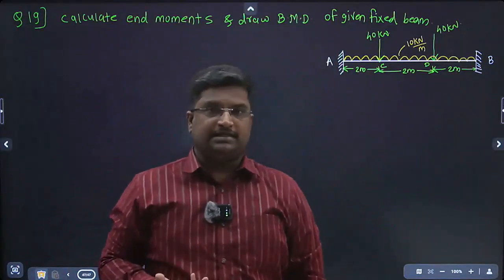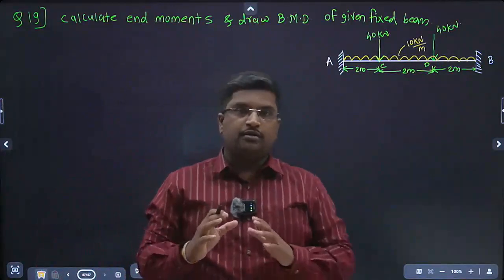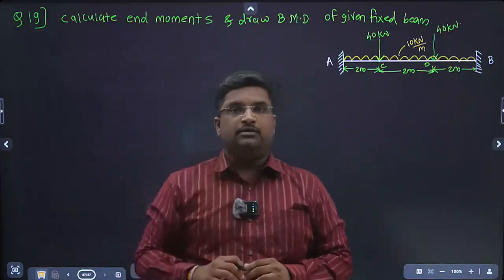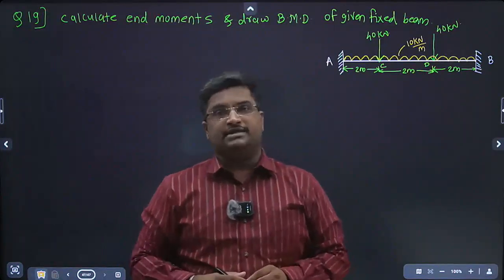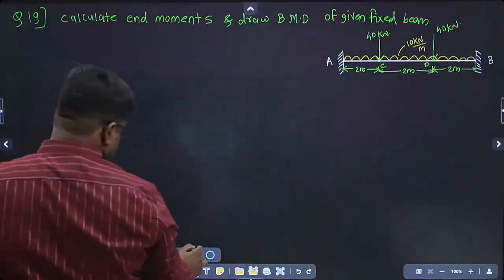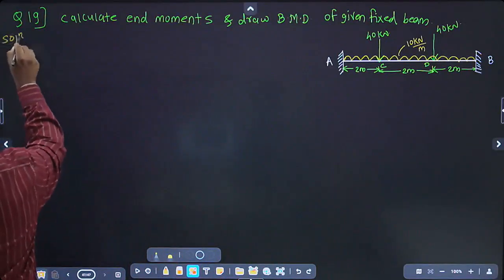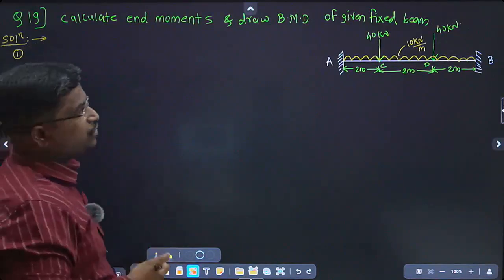Very simple task. How to calculate the reactions? The total load divided by 2. Whatever the total load coming on that beam, just divide that total load by 2. You will get the reactions. Okay. So start step number 1. Step number 1, solution.